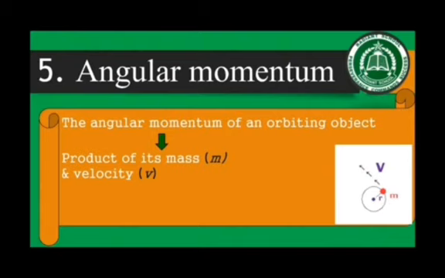So, angular momentum of an orbiting object is equal to the product of its mass and velocity and the perpendicular distance, small r. Distance is from the nucleus to the electron, as we are talking about this circle. So, the orbiting distance is small r, the radius, the distance from the nucleus to the electron. Or simply we can say the product of its mass, velocity and distance, that is mvr.